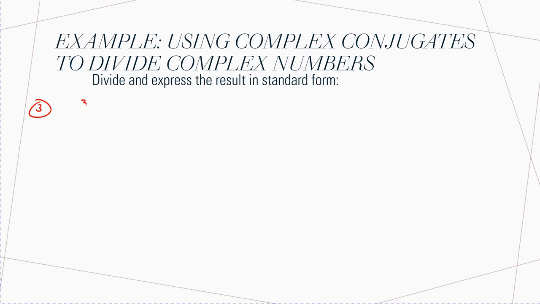Let's look at 3 all divided by 2 minus 3i. We'll just do a simple one like this. All right, so I got a complex number in the denominator here. So I'm going to multiply the numerator and denominator by the complex conjugate. Multiply across. So this is 3 times 2 plus 3i all over 2 minus 3i, 2 plus 3i.